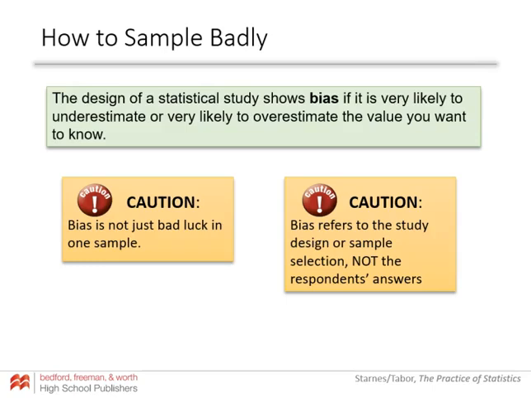Bias is also not people's answers. If we take a sample and the people in our study decide that they hate left-handed people and say left-handed people should not be allowed to hold public office, that's a bias of our respondents. It's not bias in our study. Their opinions are their opinions. When we're talking about bias, we're talking about the way that we designed our study or chose our sample.